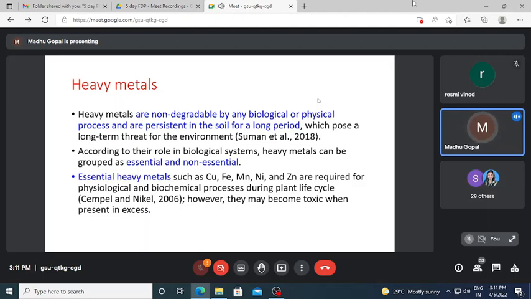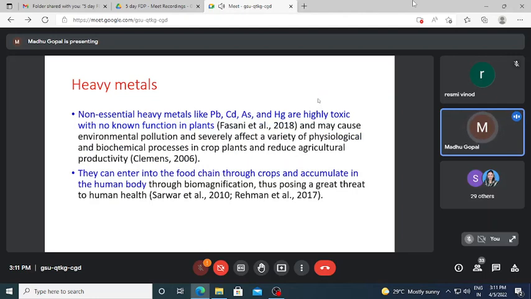We have two types of heavy metals, essential as well as non-essential. These essential heavy metals support the growth of plants. During the plant life cycle, heavy metals like copper, iron, manganese, nickel, zinc, etc. are required for physiological and biochemical processes. But if they are present in excess, they may become toxic. Then we have non-essential heavy metals like lead, cadmium, arsenic, and mercury. They are highly toxic. They have no function in plants, so they are non-essential heavy metals.